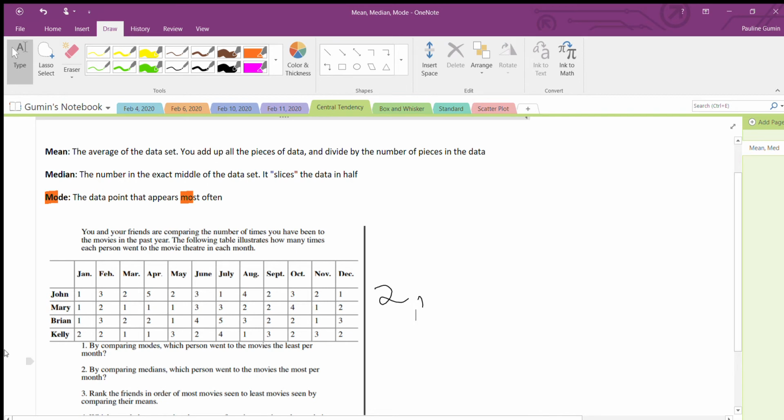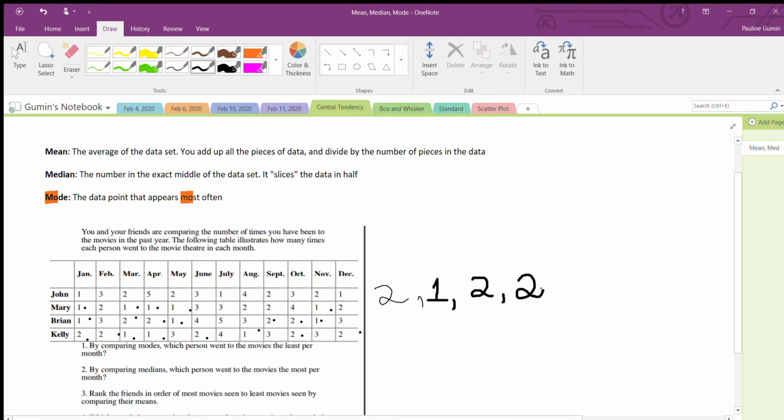Okay, Mary. Let's see. Mary has 2, 3, 4, 5 ones. I don't think I see any other number having more than that. So, 1 for Mary. Okay, Brian. The number that appears most often, he has only 3 ones, 1, 2, 3, 4 twos. I think 2 is the most popular one for Brian. And lastly, let's look at Kelly. Kelly seems to have only 3 ones, but 1, 2, 3, 4, 5 twos. So that appears the most often.